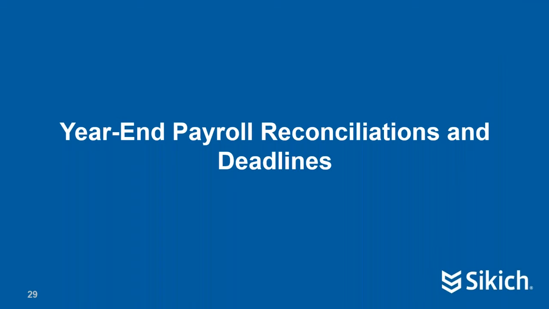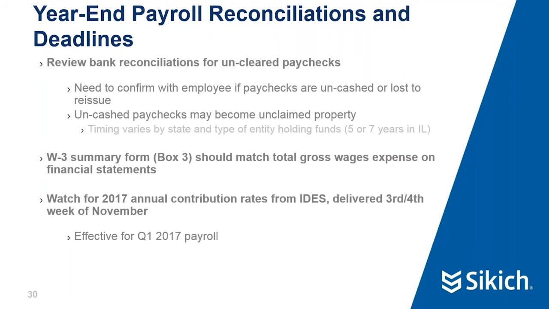Our last section that I'm going to cover before I turn it over to Jenny is the year-end payroll reconciliations and deadlines. So just a couple of items to consider as the year is wrapping up, as you're wrapping up the quarterly 941s and preparing your W-2s and W-3s. The first one would be to review the bank reconciliations for any uncleared paychecks. You need to confirm with the employee if the paycheck has been cashed, or if they lost it, you need to reissue. Any uncashed paychecks will become unclaimed property, and the timing and the procedures do vary by state and the type of entity that is holding the funds.